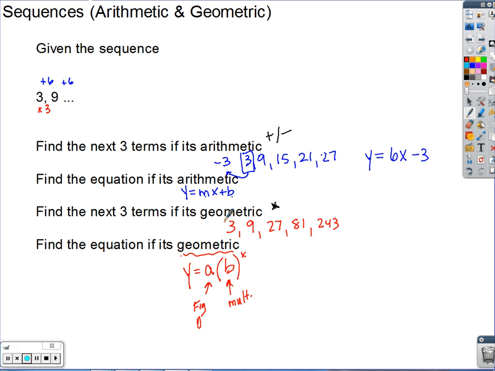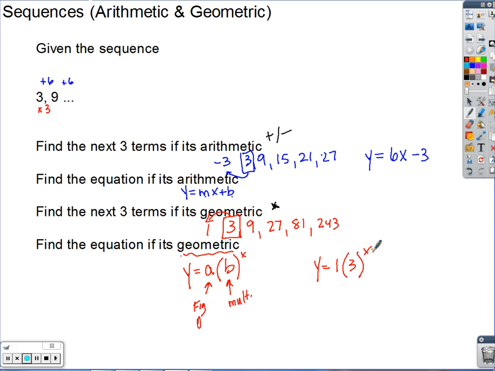Okay, again, this 3 is not term 0. It is the first term. You have to go backwards 1 to get the 0 term, so you divide by 3 and get 1. Therefore, I would end up with y equaling 1 times 3 to the x power for my equation of that geometric sequence.